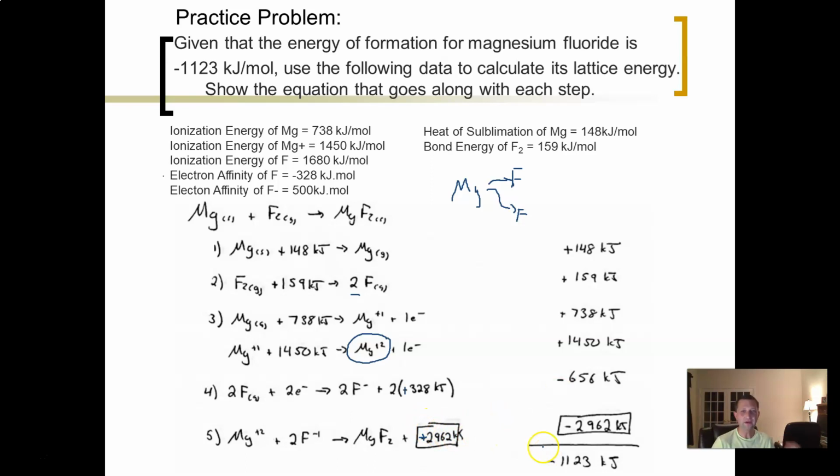You know the final formation is negative 1123. Okay, so this is like X. Okay, you're trying to find that. So you have 148, 159, 738, 1450, negative 656, X, and then negative 1123. So this and this and this and this and this and X equals negative 1123. Do some easy money algebra, solve for X, and you get negative 2962. That's what we want to see. Big time negative value. Your lattice energy is always going to be that.